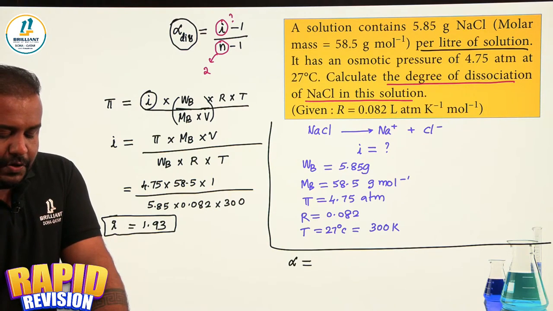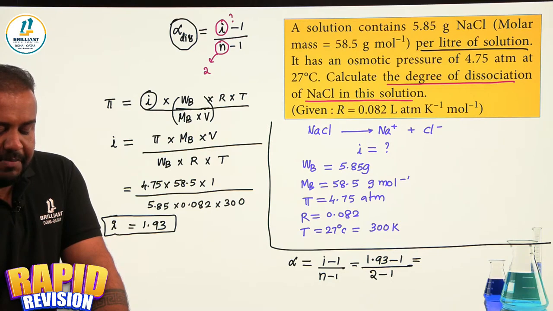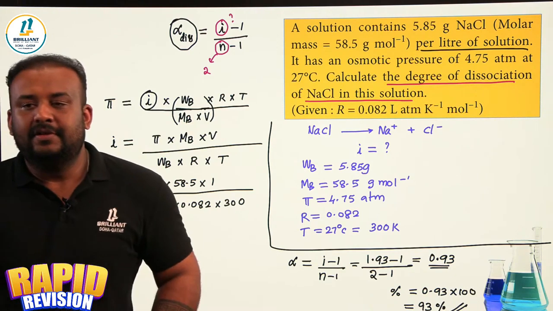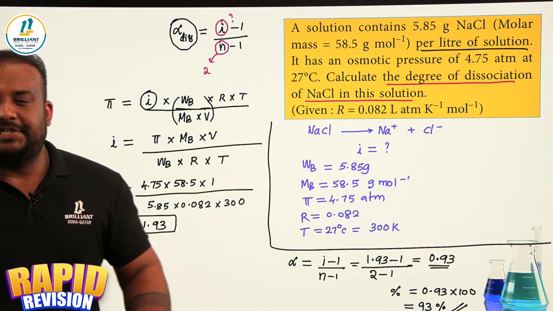Alpha is equal to (i minus 1) divided by (n minus 1). What is i? 1.93 minus 1. What is n? 2 minus 1. So 2 minus 1 is 1. 1.93 minus 1 is 0.93, which is alpha. Or if you want to express it in percentage, it will be 0.93 into 100. How much is the degree of dissociation? 93%. That is the degree of dissociation.